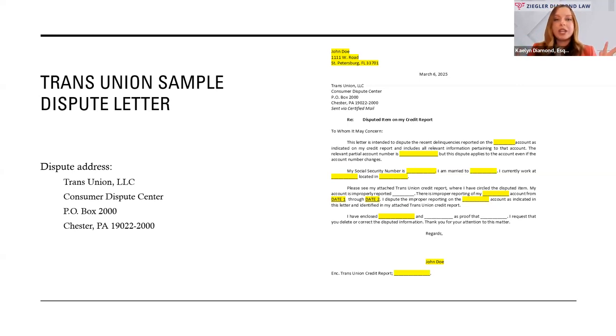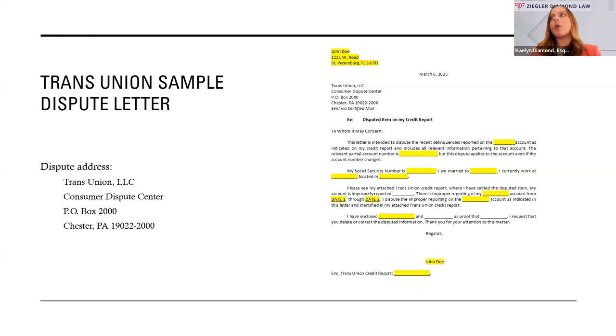So again, this is something we help people out with for free, but if you're a DIY, do-it-yourself kind of person, you may screenshot this and plop it into Word, fill in all the highlighted stuff, and send it via certified mail with return receipt requested to, in this case, TransUnion.